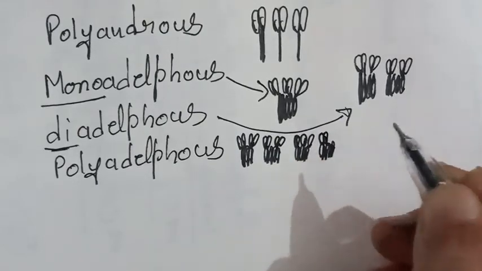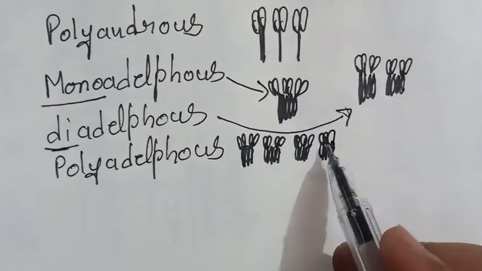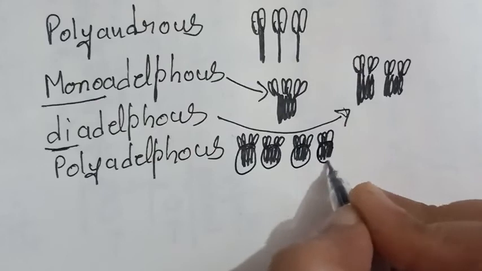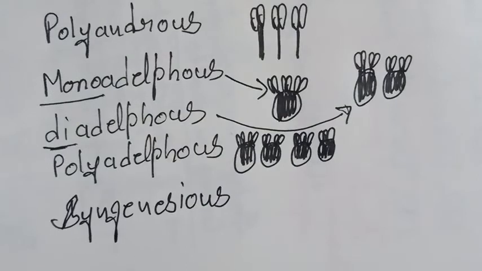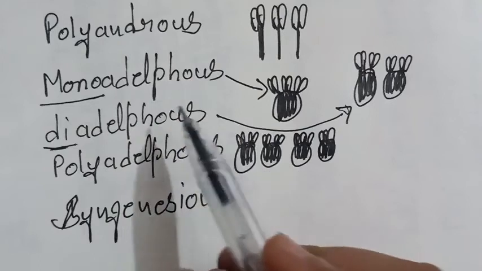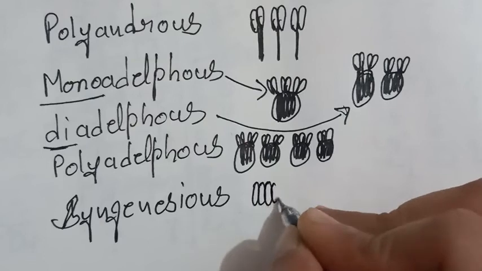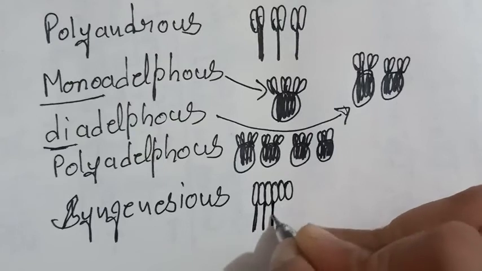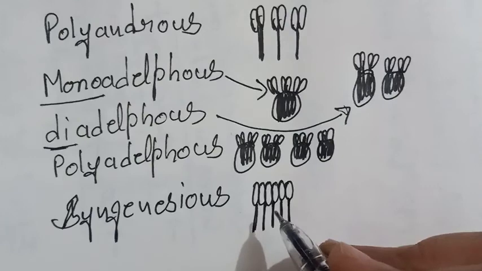So it is very clear from here that in adelphous forms, anthers are free from each other, but the filaments are fused with each other to form a staminal tube. And the last form is syngenesious. It is opposite to these adelphous forms. Opposite, why? Because the anthers are fused but their filaments are free from each other. So this one is the syngenesious form. Example of syngenesious is sunflower.